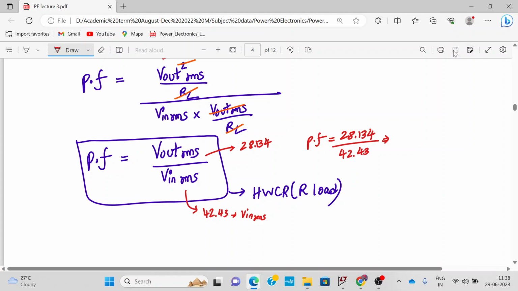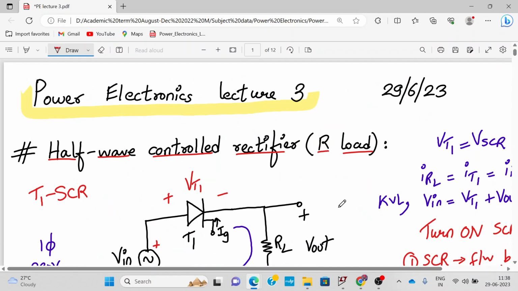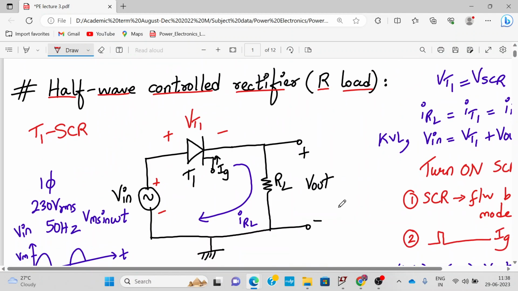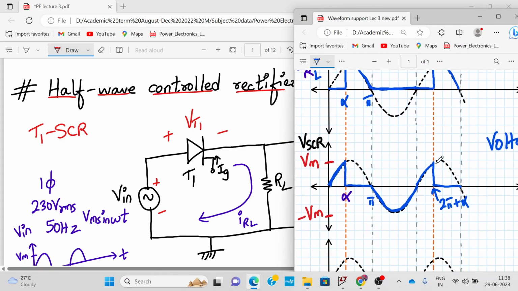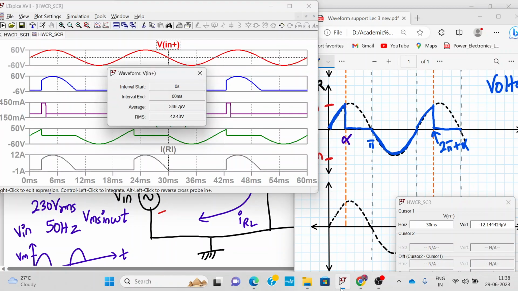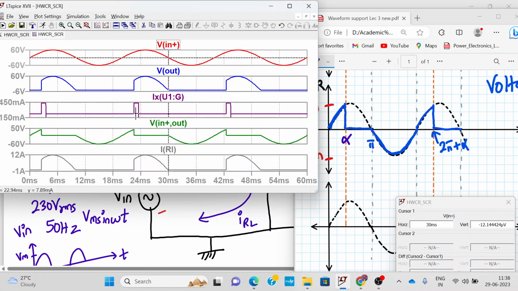So we have come to the end of this session. We have seen the working of a half wave controlled rectifier with R load. We have drawn its waveforms one by one for all the cases, and we have also verified the waveforms in LTspice. We have also derived the expressions for the power factor, the average value of the load voltage, and the RMS value of the load voltage.